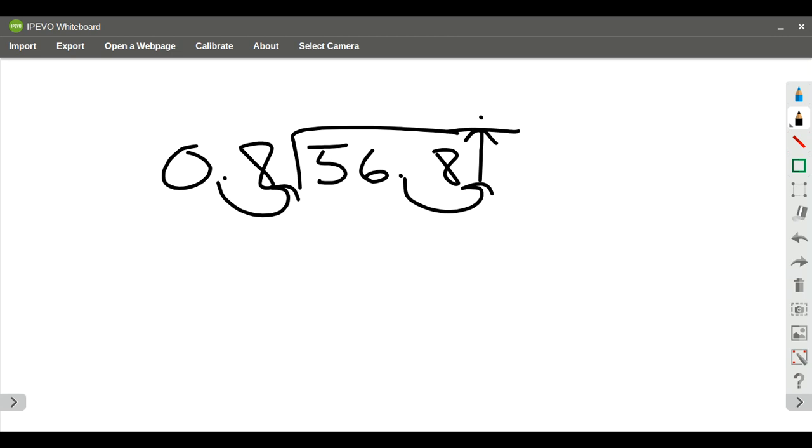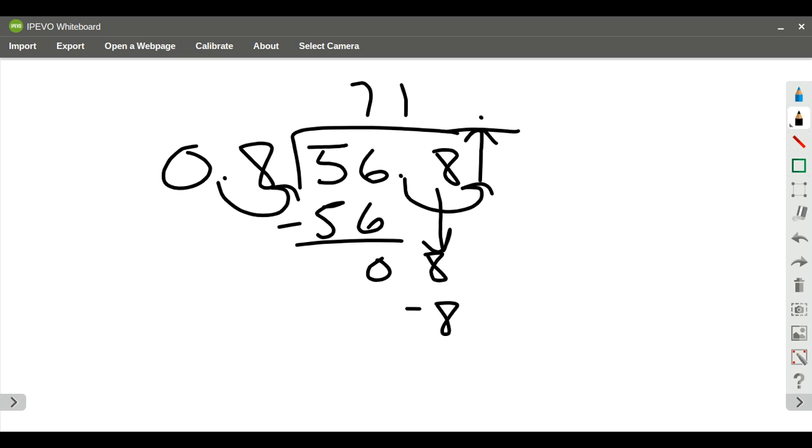Decimal goes right there. 8's going to go into 56 7 times. 8 times 7 is 56. I'm going to subtract. I have 0 left over. I'm going to bring down the 8. 8 goes into 8 1 time. 8 times 1 is 8. Subtract. I have 0 left over. So my answer is going to be 71.